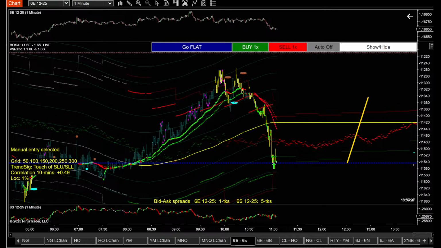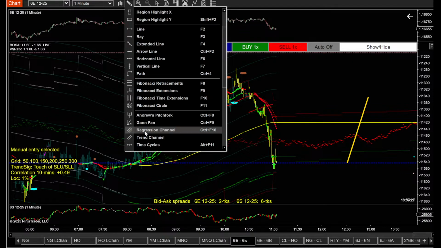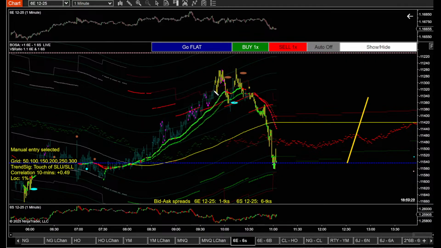This was plus 200 on the 6E-6S spread. We went short. Let me draw an arrow line. Where's my arrow? We went short. I went short right in this area here, and the price was 11,344, negative 11,344. So we went short right here. This blue dot had just formed.